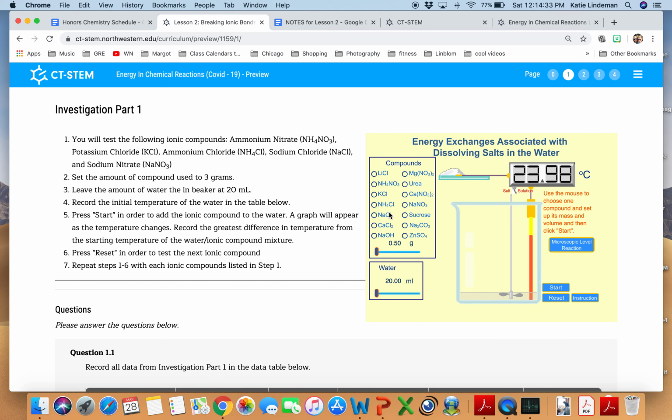Okay, so this first page says you will test the following ionic compounds: aluminum nitrate, potassium chloride, ammonium chloride, sodium chloride, and sodium nitrate. We will set the amount of compound to 3 grams. We will leave the amount of water in the beaker at 20 milliliters. We will record the initial temperature of the water below. And this is the actual starting.